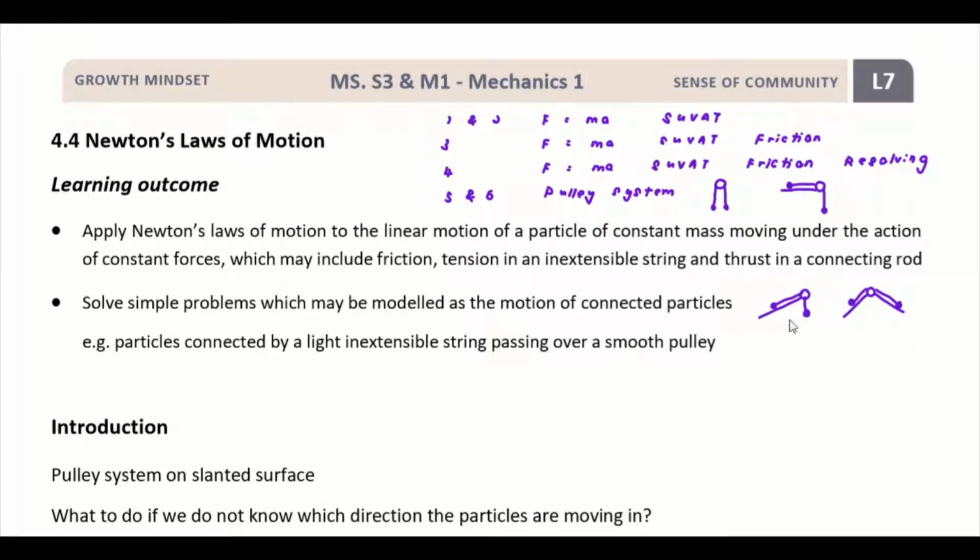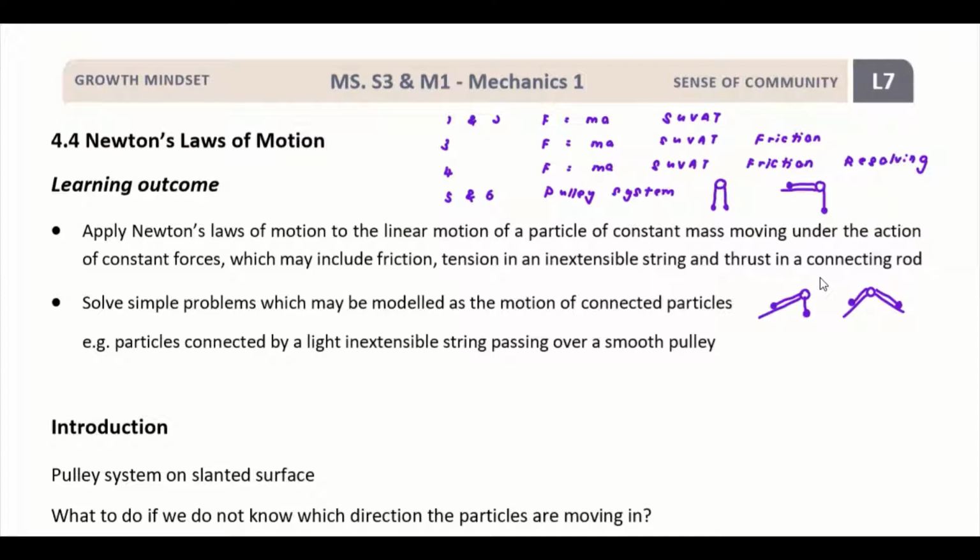So when you do the vertical one and the horizontal plane one, there's no resolving forces involved. What you are dealing with is how you understand it as a combined system. Then you take into consideration the tension, and after that, the net force equals ma. Stuff like that.